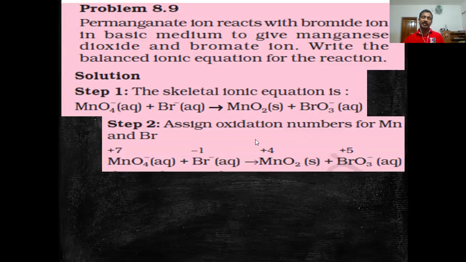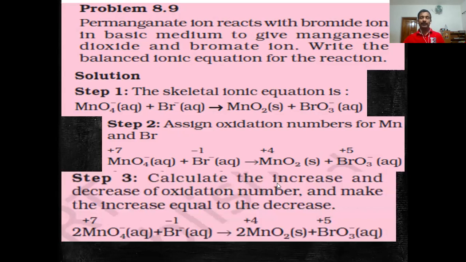And here when manganese changes to MnO2, what is the decrease in oxidation number? 3 is the decrease in oxidation number. But when bromide ion, Br in minus 1 oxidation state, changes to Br in plus 5 oxidation state, what is the change in oxidation number? 6 is the change in oxidation number, or increase in oxidation number. Here only 3, here 6. So we have to multiply MnO4 minus with 2. If you are multiplying MnO4 minus with 2, you have to multiply MnO2 also with 2. Thus we can equalize the increase and decrease in the two sides.